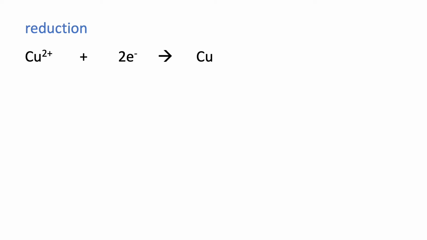are reduced. A chemical reaction in which an atom, ion, or molecule loses electrons is an oxidation reaction. For example, Zn goes to Zn2+ + 2e-. The part that loses the electrons is said to be oxidized, so in this equation the zinc atoms are oxidized.